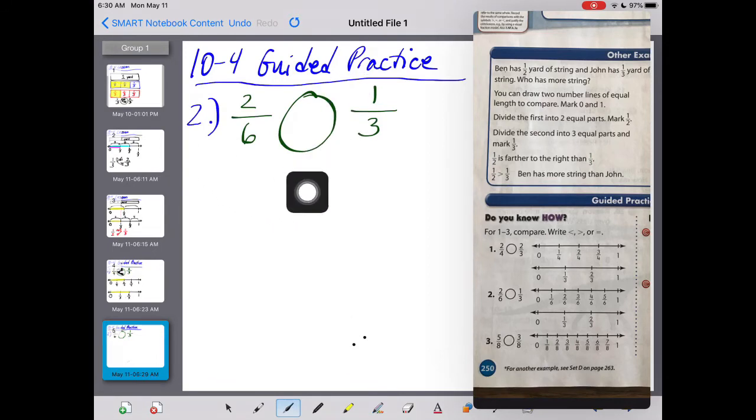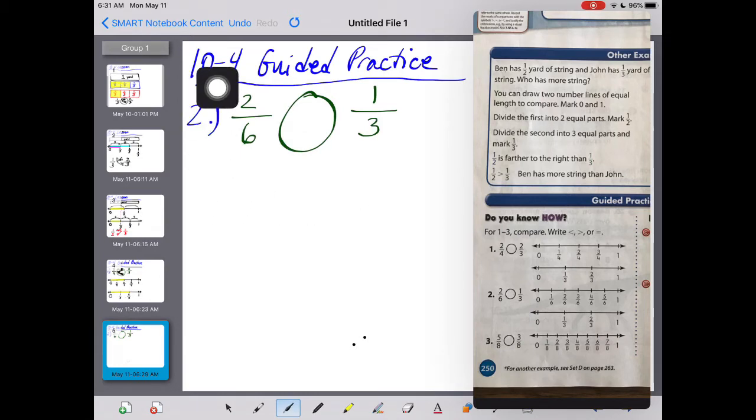We have 2/6 being compared to 1/3. So let's look at the denominator first. Are the denominators the same? They're not. We have 6 or sixths, and then we have thirds. So they're not the same. But based on what we know, 6 is a much larger number than 3. So the individual pieces for the 6 will be smaller than the individual pieces for thirds, because this has been divided up into 6 parts. And this has only been divided up into 3 parts, much bigger pieces.